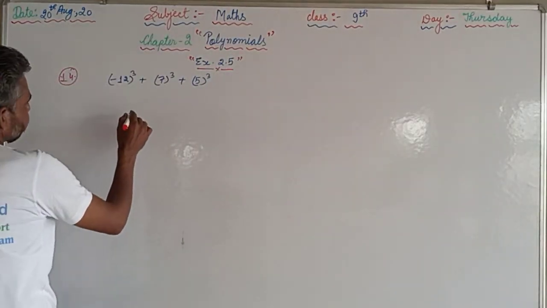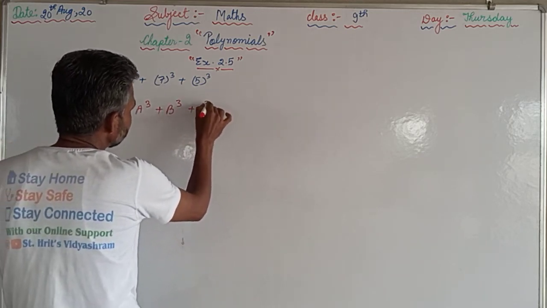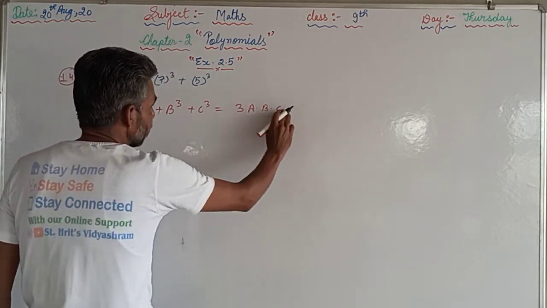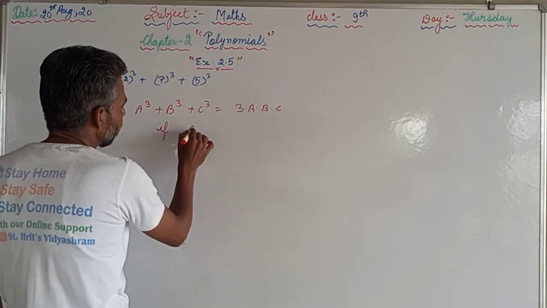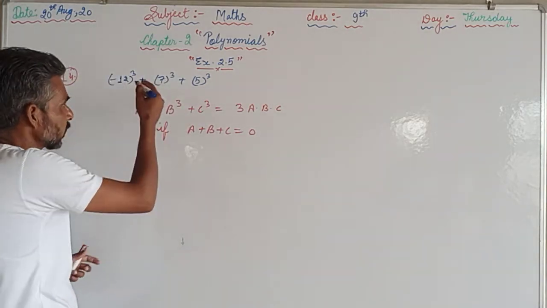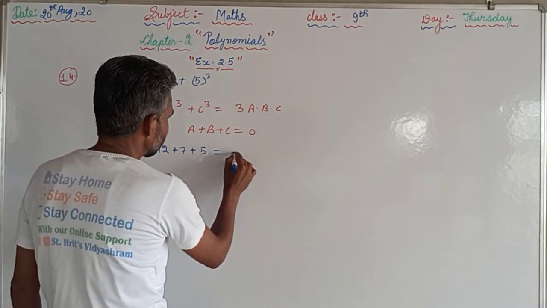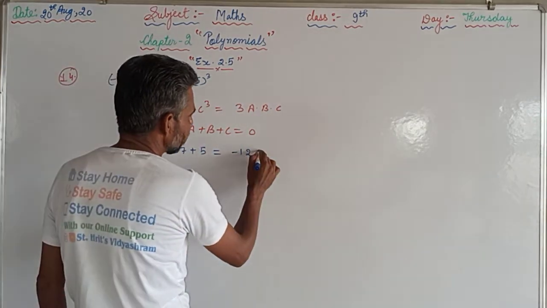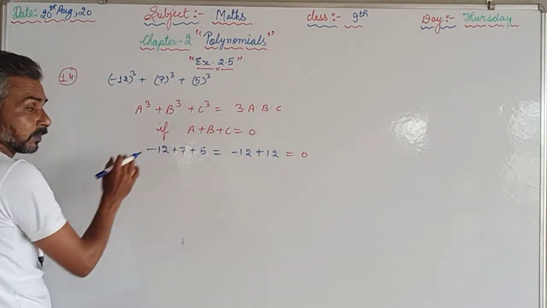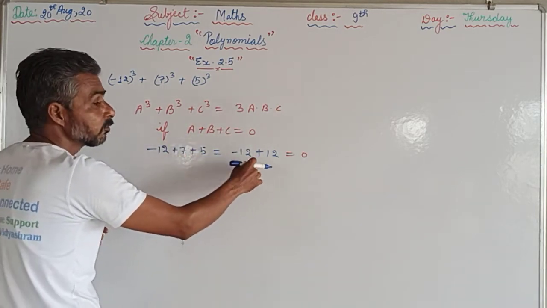Yesterday we discussed that a cube plus b cube plus c cube will be equal to 3a into b into c, if a plus b plus c is equal to 0. So we will check that minus 12 plus 7 plus 5 is equal to 0. So they fulfill the condition that a plus b plus c is equal to 0.